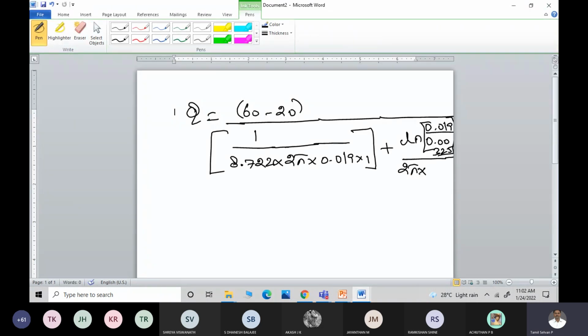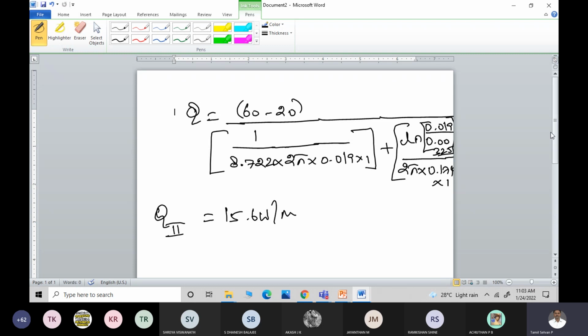All of you are able to understand this? Yes, sir. Okay, find this separately, and find the result. What is Q2 with insulation? 15.6 watt per meter.